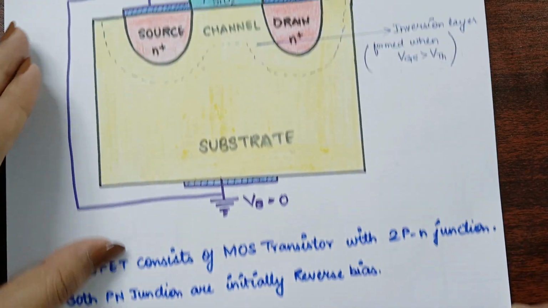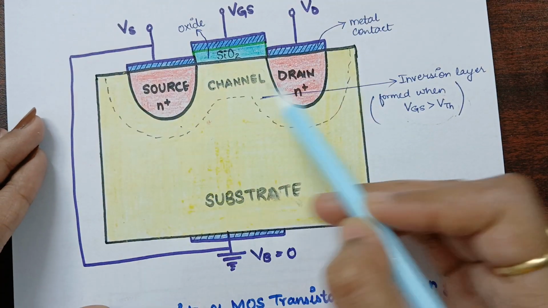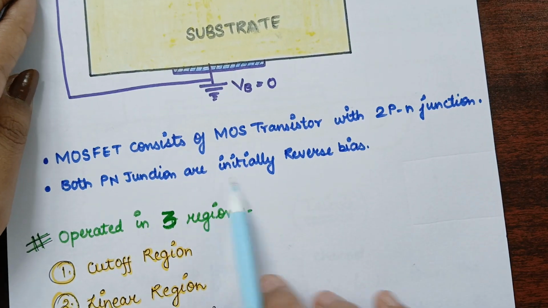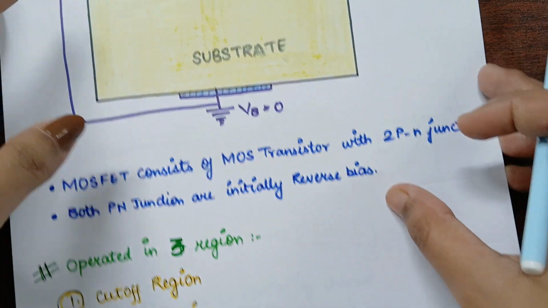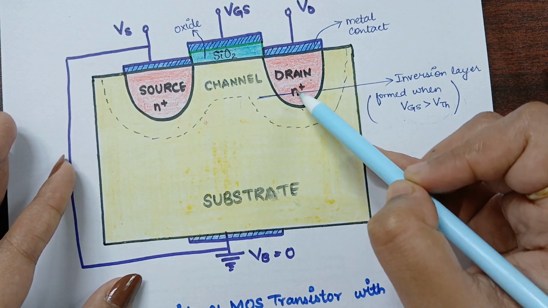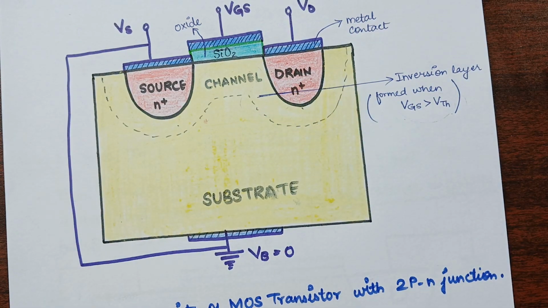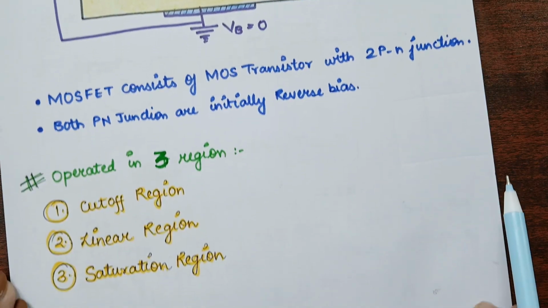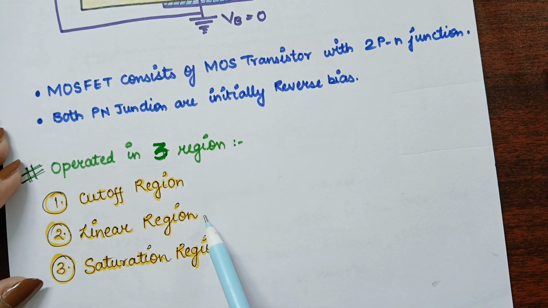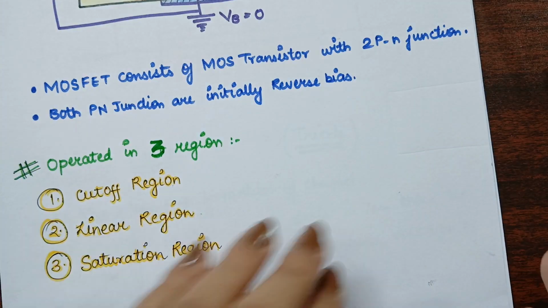And then MOSFET consists of a MOS transistor with two PN junctions. Okay, it consists of two PN junctions, this one and this one. Both PN junctions are initially reverse biased, as we have already discussed. And now the MOSFET is basically operated in three regions, that is cutoff region, linear region and saturation region. So in these three regions MOSFET is operated.